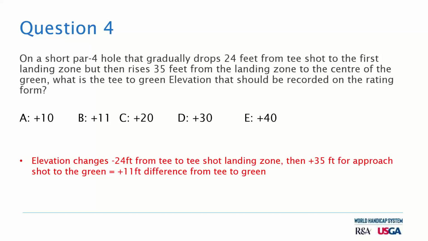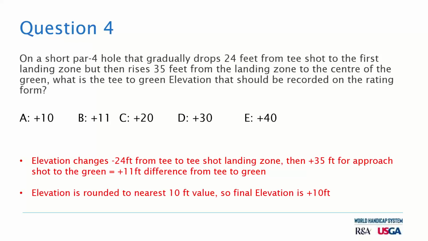One thing about elevation, we do look at the total elevation change. We're not looking at it on a shot-by-shot basis. It's just the difference between the teeing area and the green, and that number is rounded to the nearest 10-foot increment. So in this case, if it's minus 24 going down and plus 35 going up, it's a total of plus 11 from tee to green. Again, that gets rounded to the nearest 10-foot value, so that 11 goes back to 10, and that's our final answer then, A, 10.